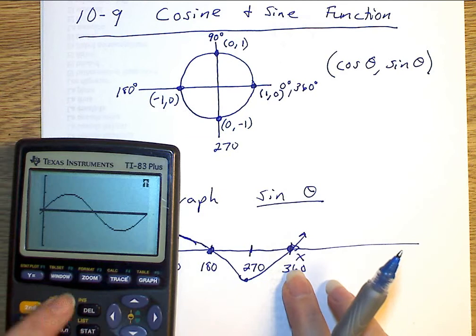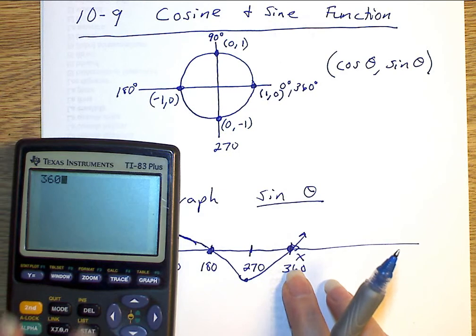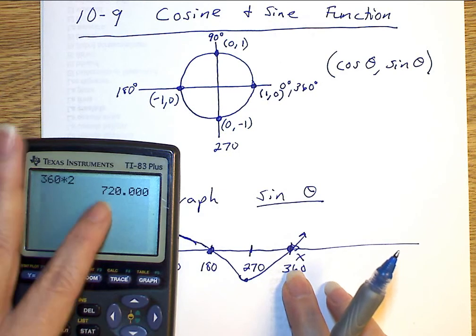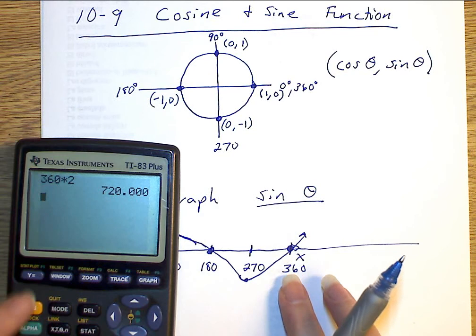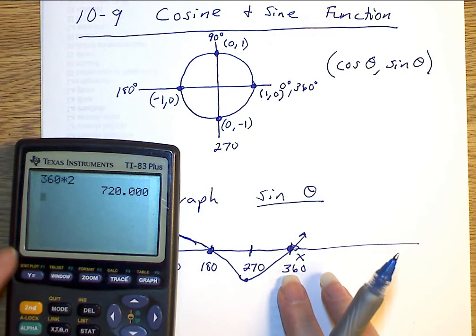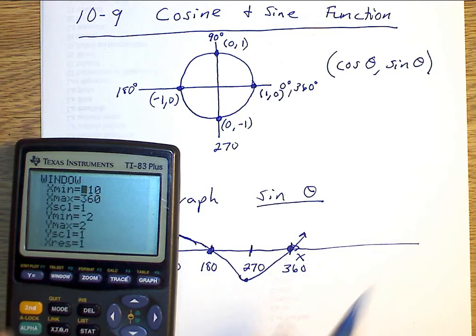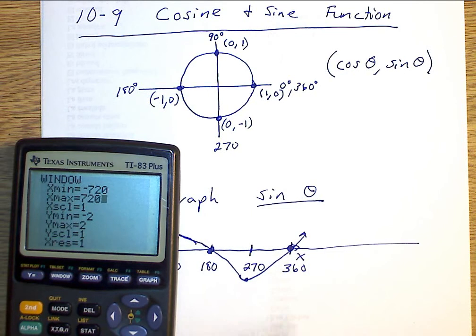So if you had your 360 and you're timesing it by 2, I'm going to move it to 720 so you can just see the graph. So I'm going to go to my table, and I'm actually going to go from -720 to 720 so you can see a little bit more of it.